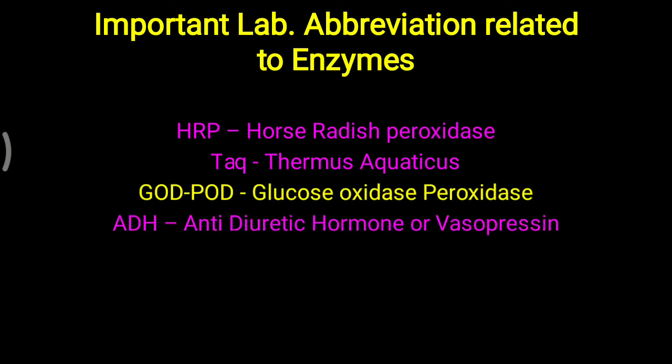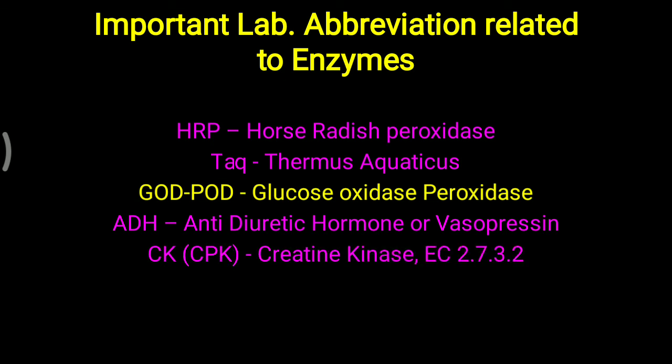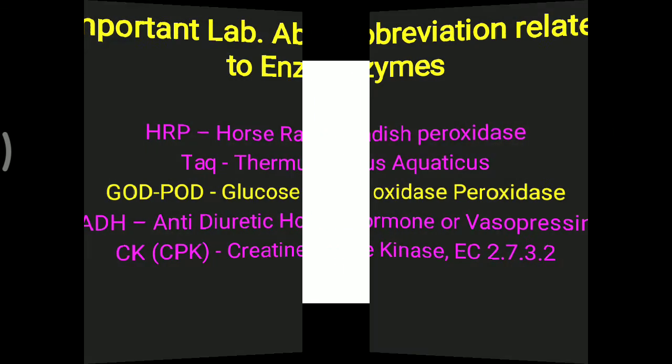Further, ADH. ADH is antidiuretic hormone or vasopressin, which is a kind of hormone, but the short form is commonly used. But if you are talking about ADH as an enzyme, you can say alcohol dehydrogenase or acetaldehyde dehydrogenase. CK, also called CPK, is creatine kinase. It also belongs to class 2, transferase. It is involved in the formation of creatine phosphate from creatine and creatine from creatine phosphate. So these are some important enzyme abbreviations commonly utilized in the laboratory.